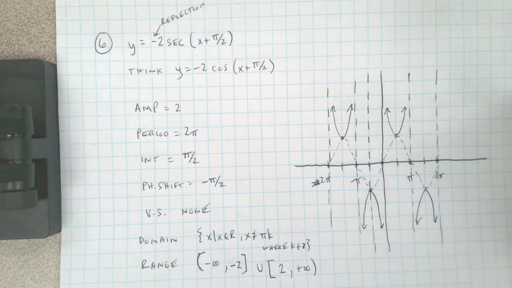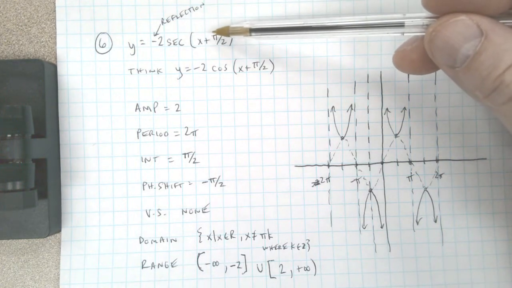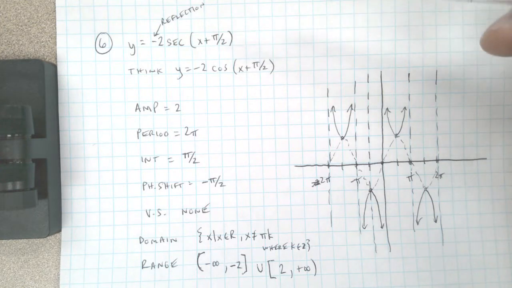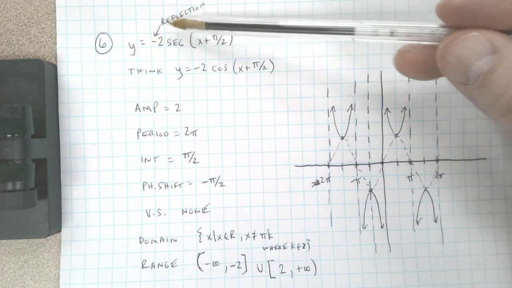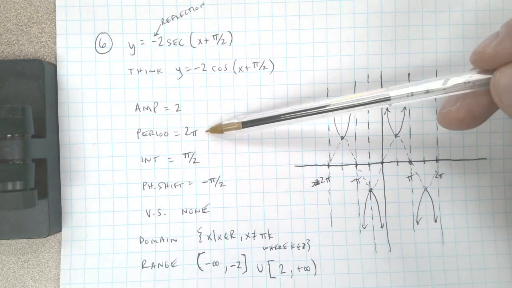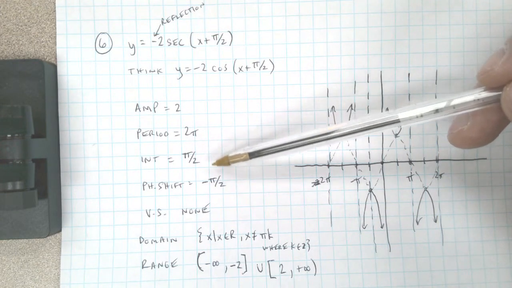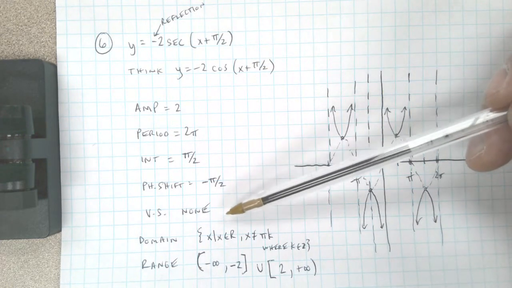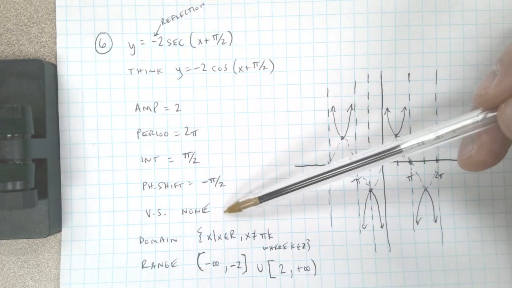Okay, here's number 6. Number 6 is negative 2 secant of x plus pi halves in the parentheses. Remember, we want to think cosine. The negative in front makes it a reflection. So amplitude 2, period is 2 pi, interval pi over 2. Phase shift, we're going to set this equal to 0, so the phase shift is negative pi halves, and we don't have a vertical shift.